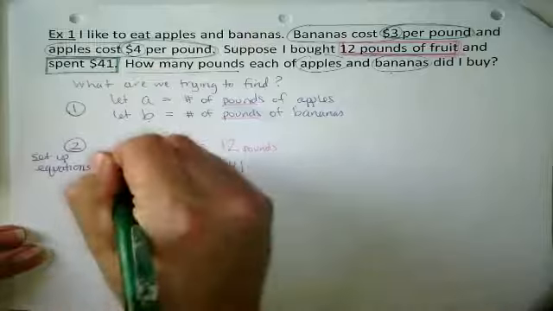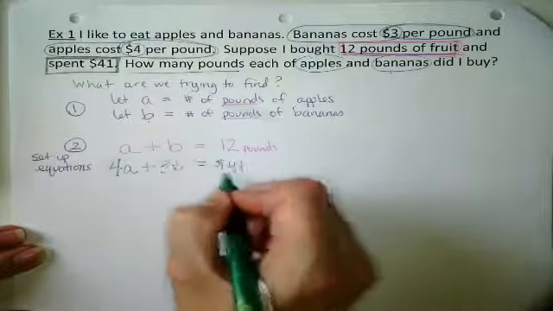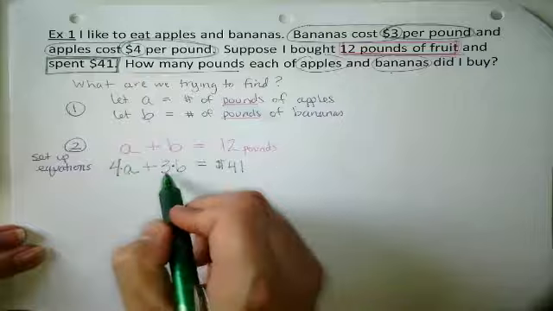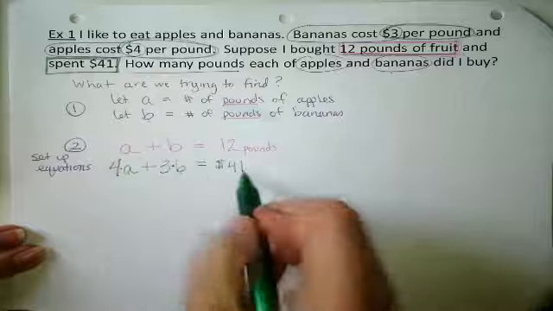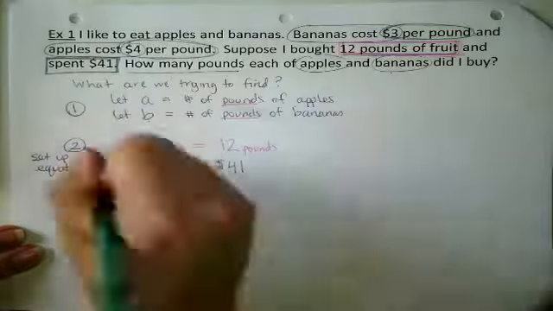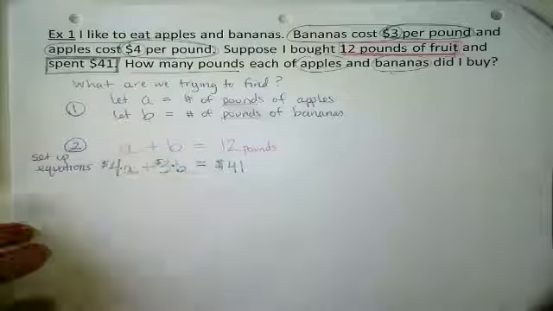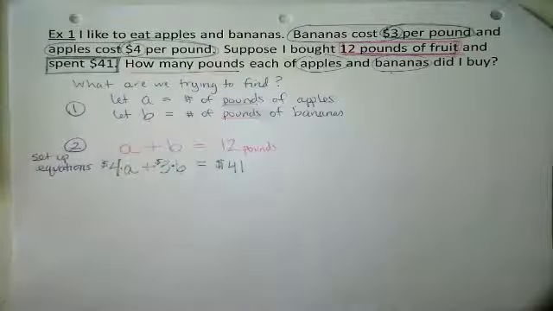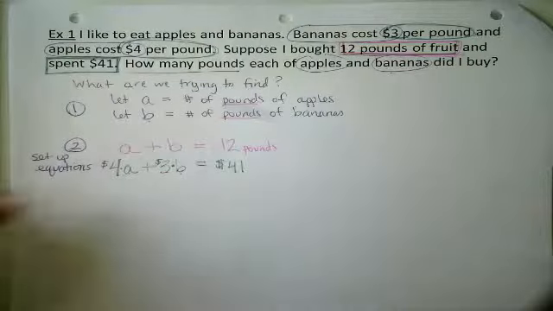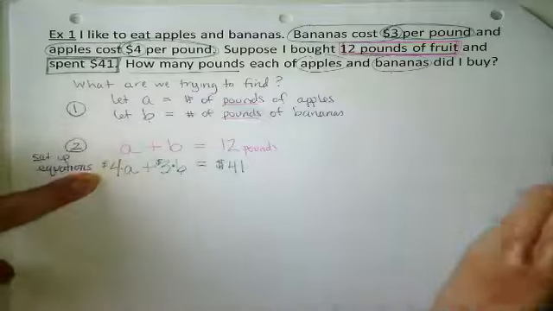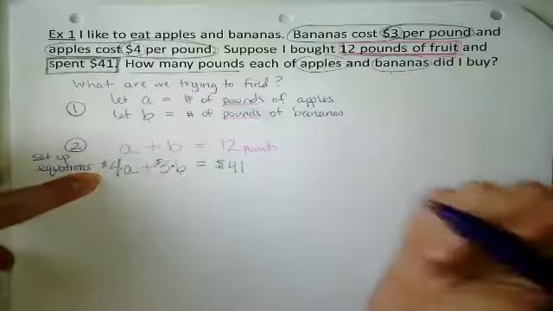So 4A plus 3B equals $41. $4 for each pound plus $3 for each pound gives us a total of $41. So you see how all of this talks about money, and all of this top equation is dealing with pounds. So paying attention to units can be very, very helpful. Now, this is a great system of equations, and we can solve this pretty easily just using some elimination.